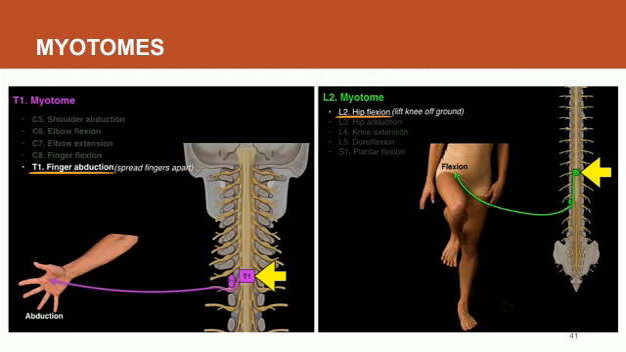L2 myotome is hip flexion, which is lifting the knee off the ground. There is the L2 spinal cord level, and the L2 spinal nerve goes to the hip flexors and lifts the knee off the ground, or performs flexion of the hip joint.